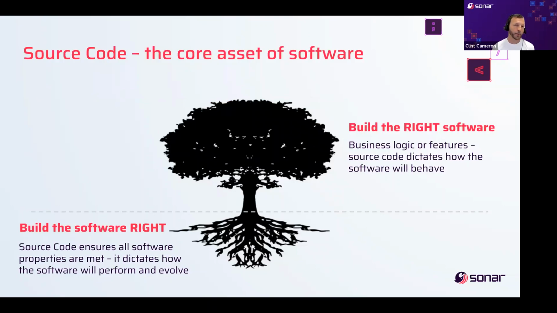We have the visible part, the leaves and the branches, which are what the users see, and it represents how the application behaves. Does it crash? Does it run well and efficiently? Is the code fit for production? And we have the hidden part, the roots representing the source code underpinnings of your software.